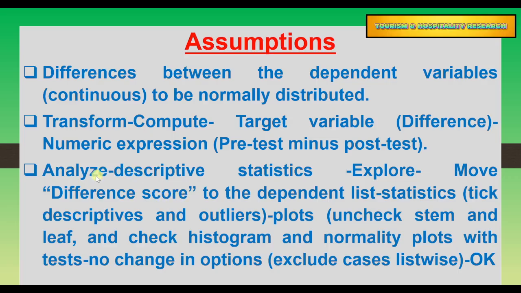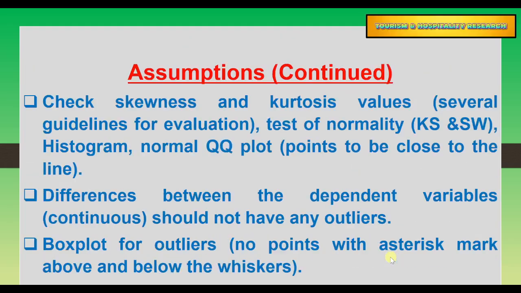So for that purpose, we'll go to analyze, descriptive statistics, explore, move the difference score to the dependent list, go to statistics, tick descriptives and outliers, go to plots, uncheck stem and leaf, and check histogram and normality plots with tests. No change in the options and exclude cases listwise. Click OK. I'll be showing you how to conduct these steps in SPSS in a while.